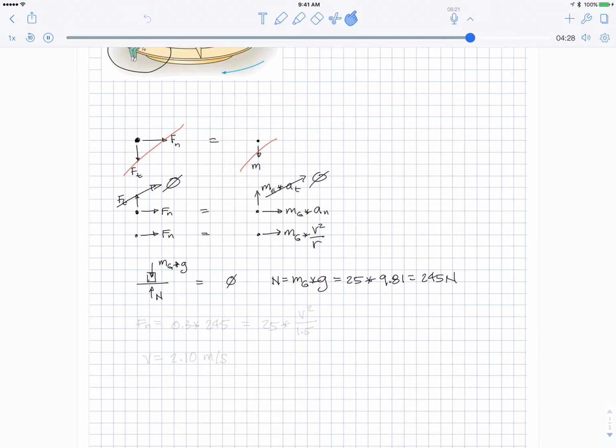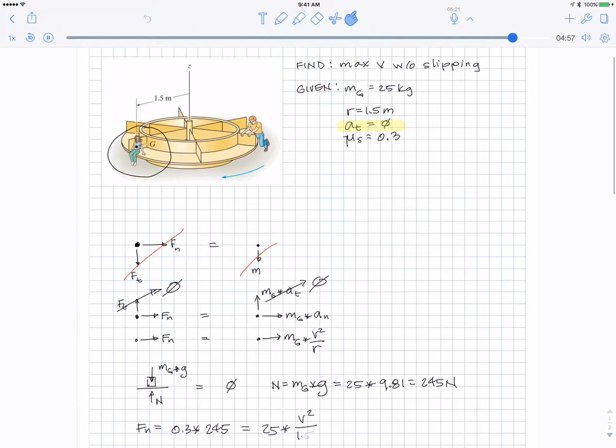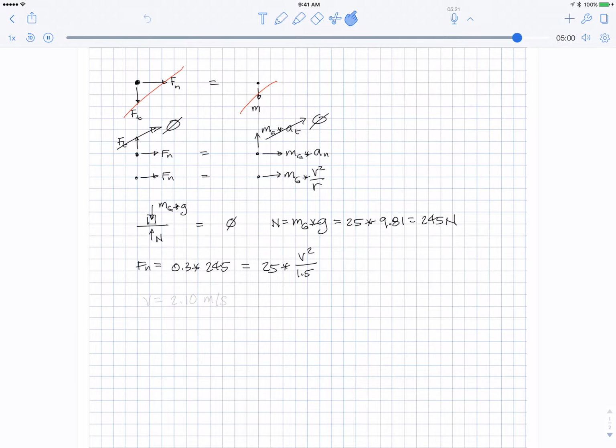And so then from the normal equation, from the top view, the friction force is mu times N. So we get F normal is 0.3 times 245, equals the mass of the girl, 25, times v squared over the radius that they're spinning around, which is 1.5 meters. And now we can solve for v. And this comes out to 2.10 meters per second.